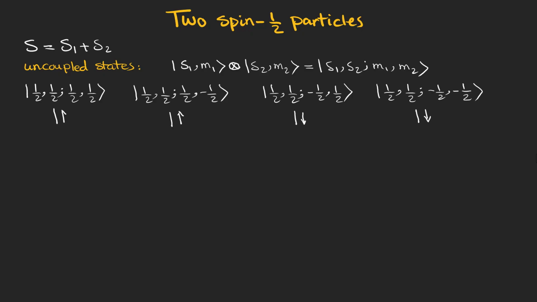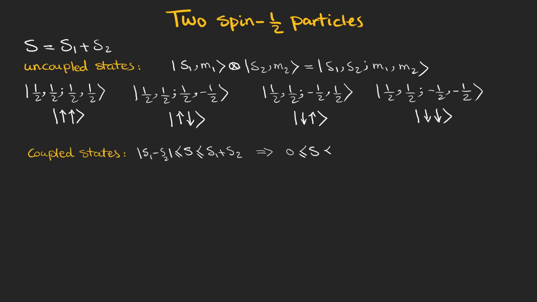We can also show these eigenstates using up or down arrows. The four states are up up, up down, down up, and down down. This is just another way of representing the uncoupled states, which is also considered an informal one. For the coupled states, we know that the total quantum number for angular momentum is between these two values. So the two possible values for S are either 0 or 1.